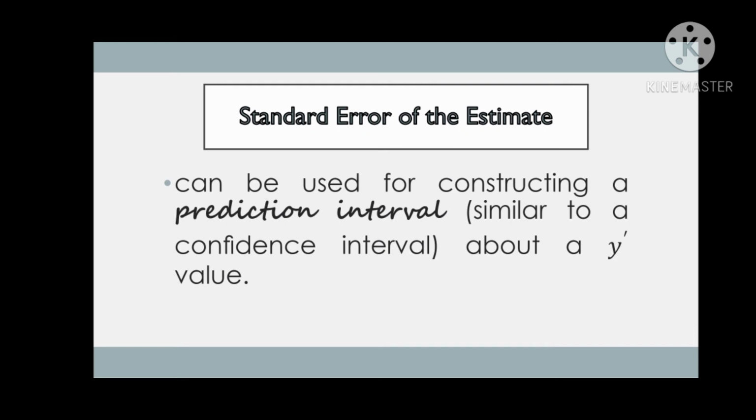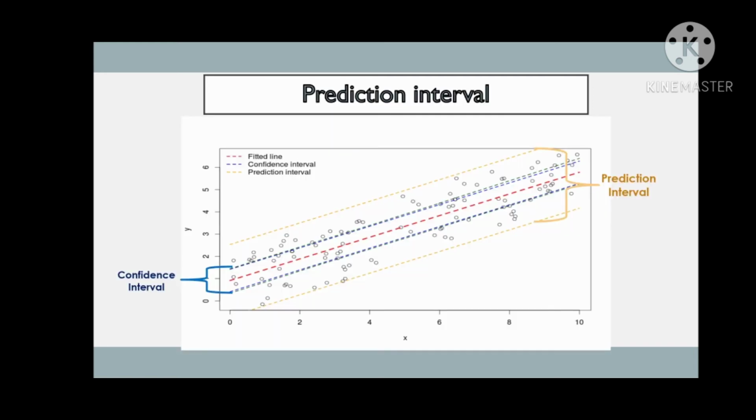Standard error of the estimate can be used for constructing a prediction interval, similar to a confidence interval, about a y prime value. The prediction interval predicts in what range a future individual observation will fall. Further explanation, let's move to this graph. As you can see, the prediction interval is wider than the confidence interval, and the red line is the regression line. Yung confidence interval is kung saan mas nagfo-fall yung mga data. To solve for prediction interval, let's use the example copy machine maintenance cost.